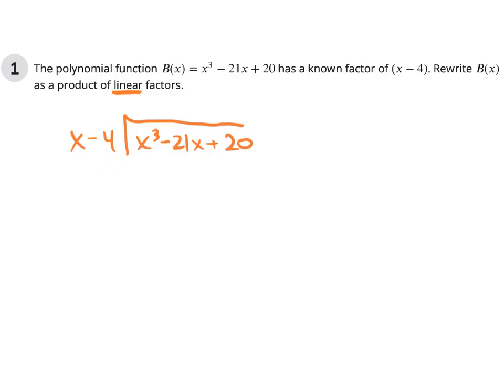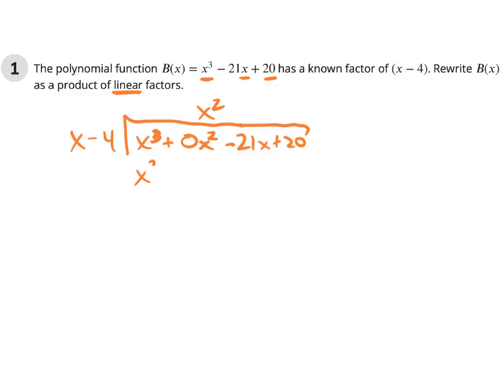Now, there's a problem with this one. We have an x cubed, we have an x, we have a constant. We don't have an x squared term. So what we're going to have to do is put in an x squared term. So we're going to add 0x squared to keep place value, minus 21x plus 20. We have to keep our place value. It's very important because x squared goes on top of x squared.